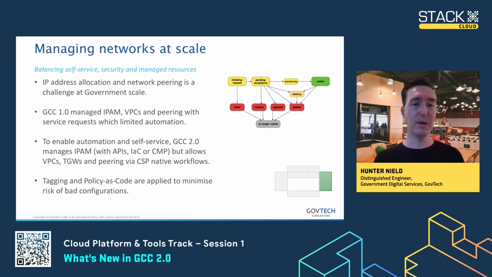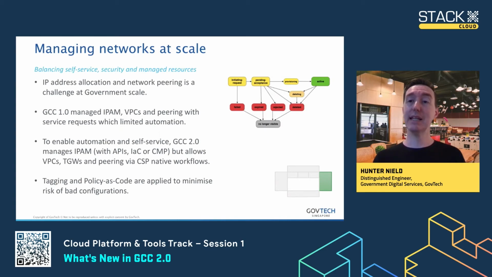But we wanted to enable with APIs, IAC or through the cloud management portal, but allow much more control about VPCs, peering of transit gateways or connecting of transit gateways, and these sorts of CSP native workflows.